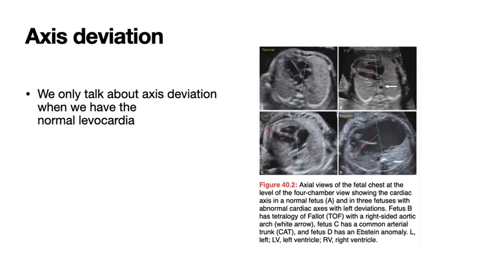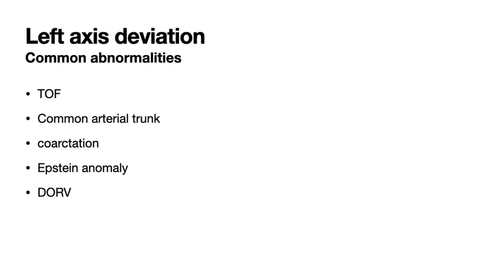Now when we talk about axis deviation, we're only talking about that when we have levocardia, when we have the heart basically in its normal spot, which is 2/3 of it in the left chest. When it's in that normal position, that's when we can talk about axis deviation. So if it's on the right side or if it's in the middle, we don't talk about axis deviation.